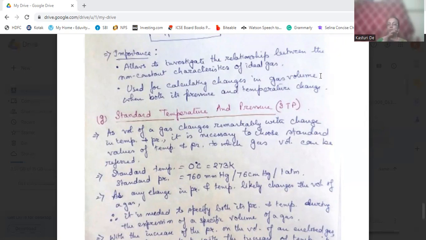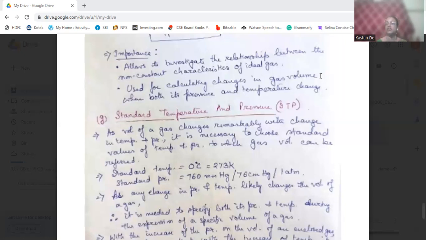As the volume of a gas changes remarkably with change of temperature and pressure, it is necessary to choose the standard values of temperature and pressure to which the gas volume can be referred. The standard temperature is 0 degrees centigrade, or 273 Kelvin. Standard pressure is 760 millimeter Hg, or 76 centimeter Hg, or 1 atmospheric pressure.